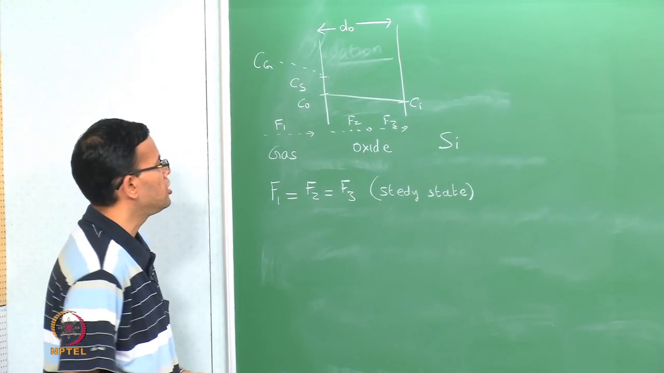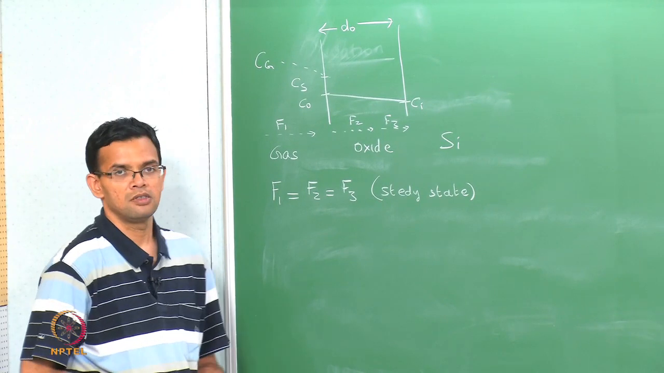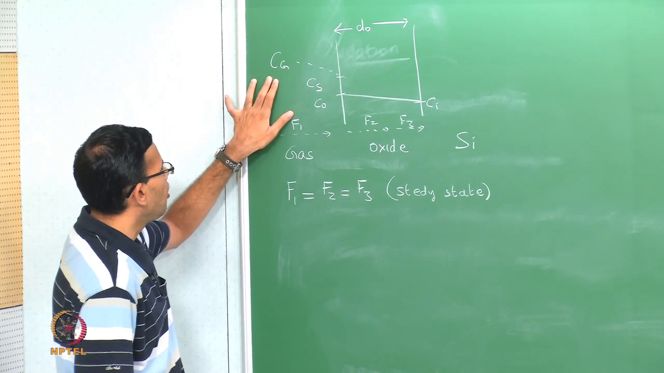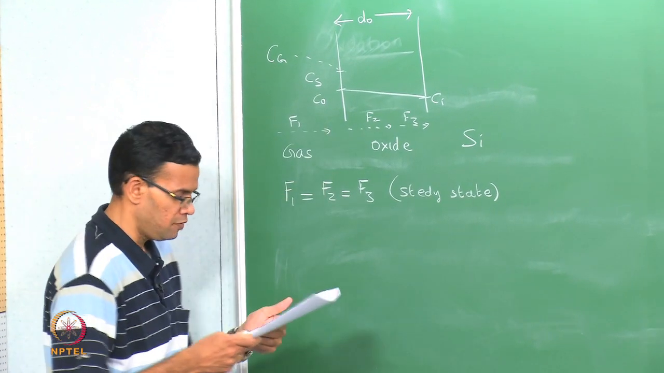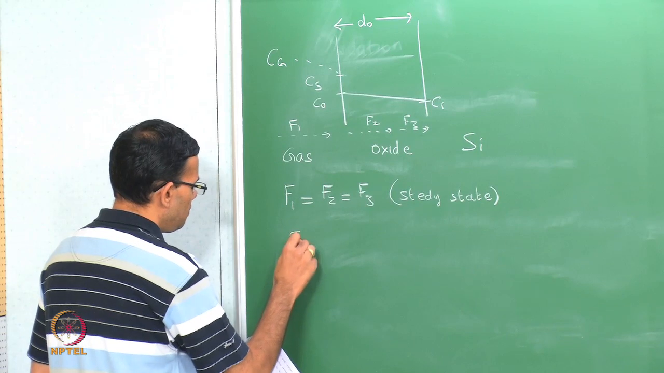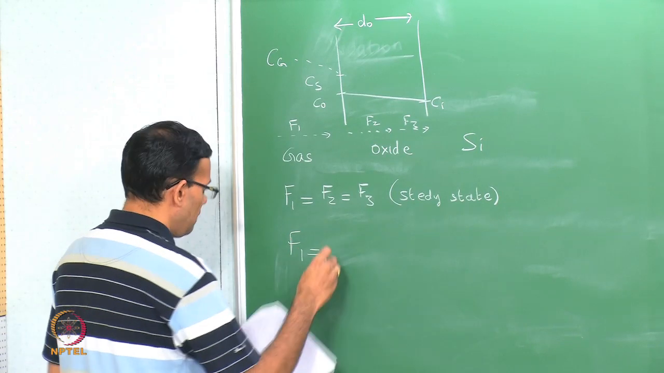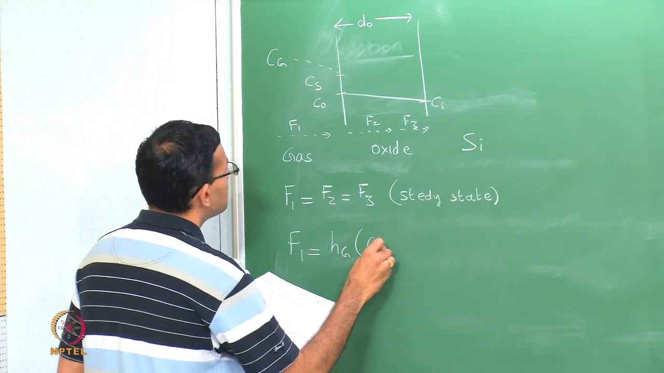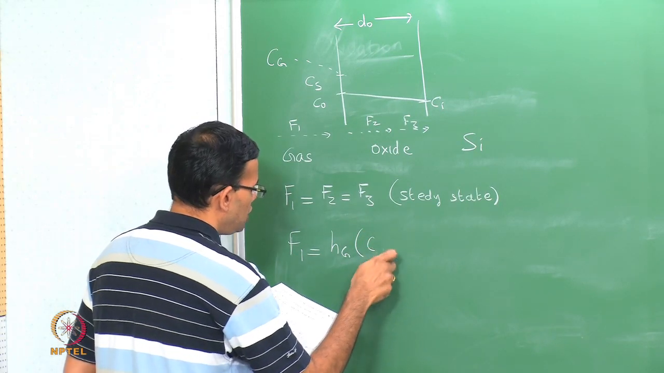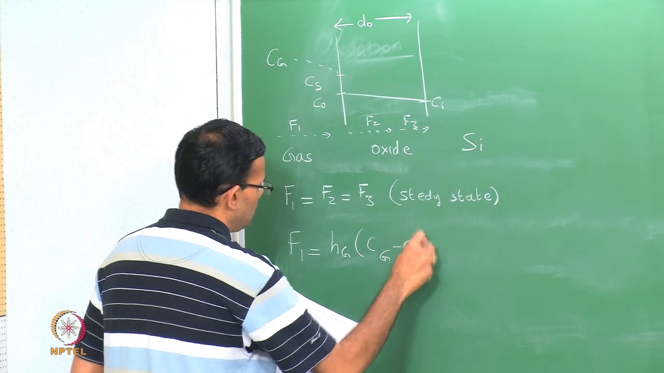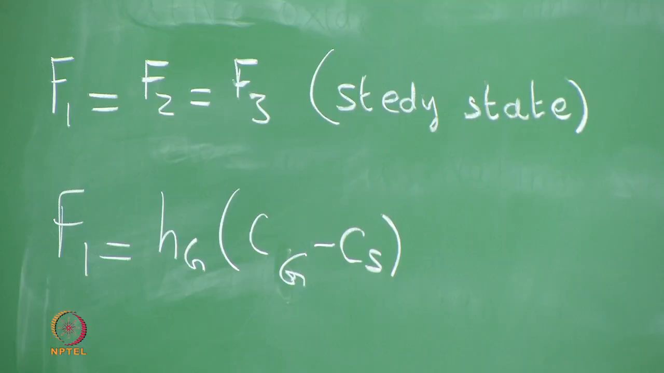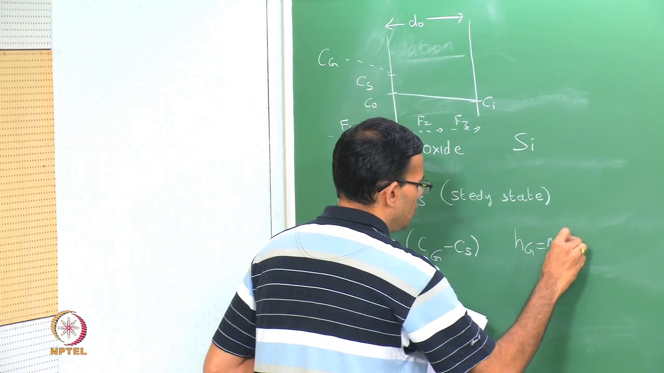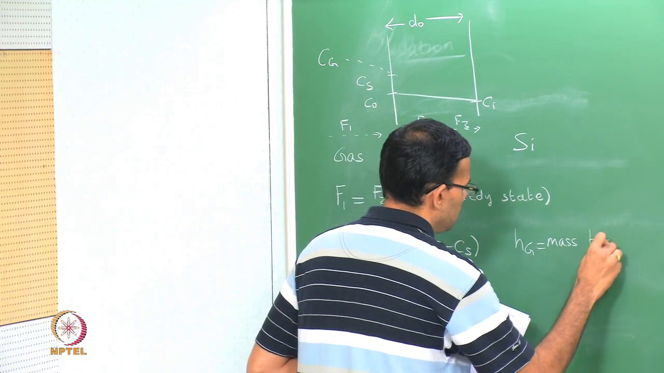So, consider the first process, which is the movement of the diffusing species from the bulk of the gas phase to the surface. This can be simply written as some constant hg times cg minus cs. Hg is nothing but the mass transfer coefficient in the gas phase.